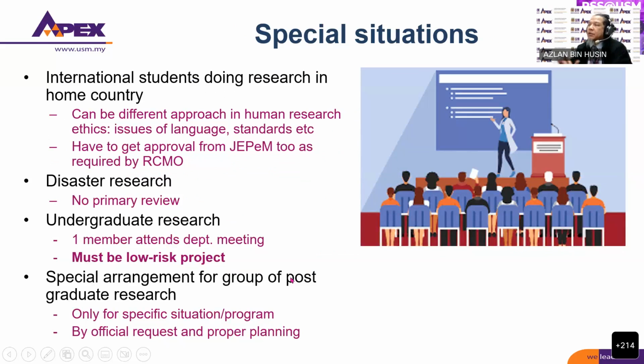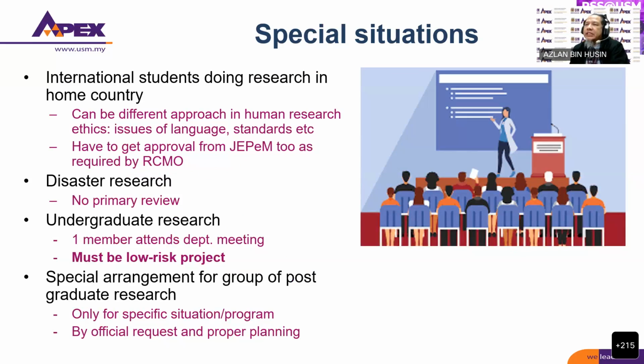A special situation that has always been asked by students and researchers: what about international students who are doing research in their home country? Yes, it still requires ethics approval. It fulfills the criteria of human research because it belongs to the category required to be submitted to the USM ethics committees.